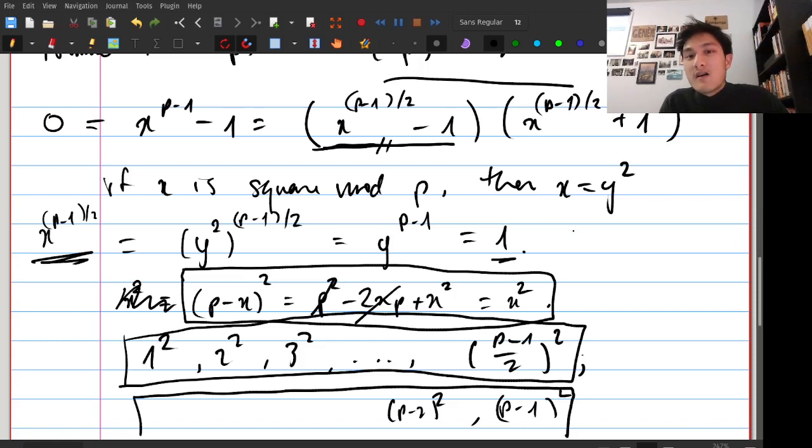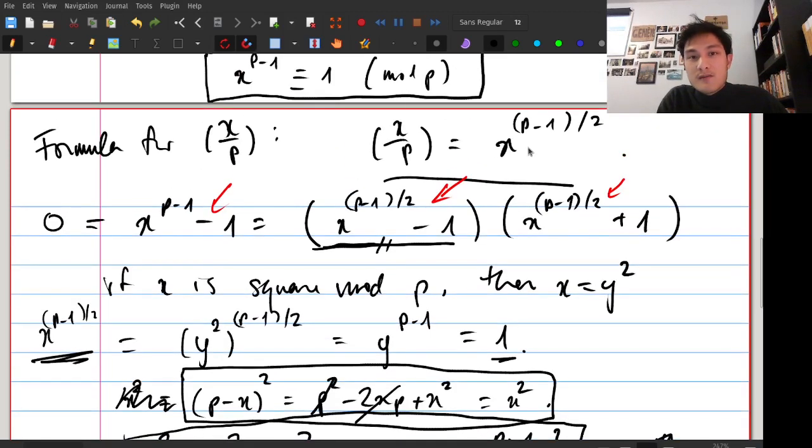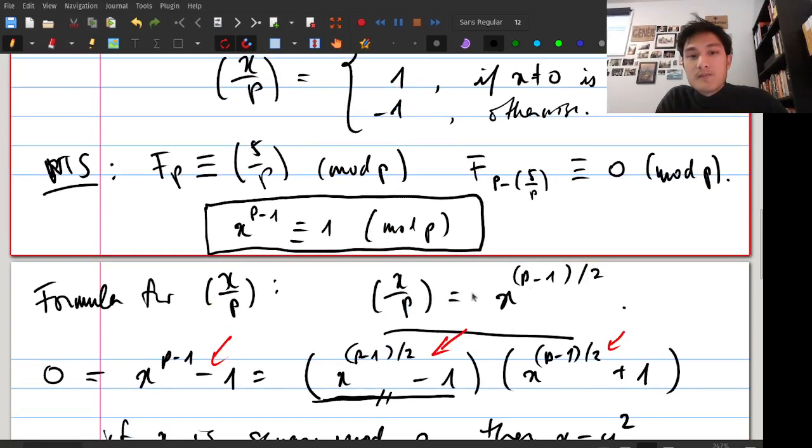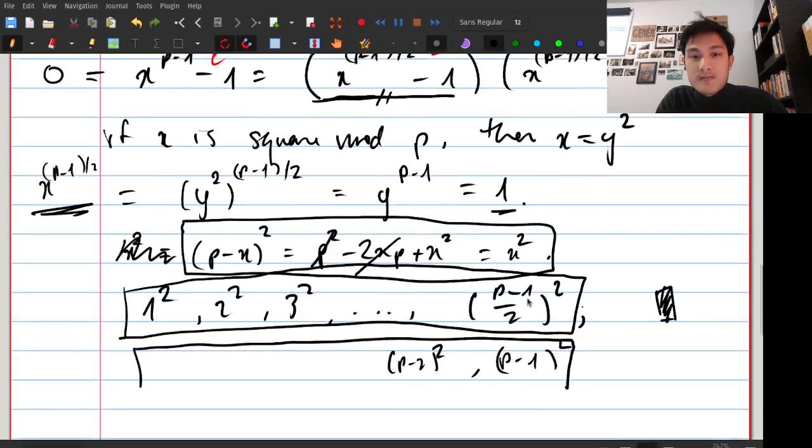Okay, so now if x is not a square mod p, it doesn't satisfy this part, but it still satisfies the product, so it has to satisfy the other part. I'm not going to write all that out, but we've proven this formula here, saying that if x is a square mod p, then this is equal to 1. And if x is not a square mod p, then this can't be equal to 1, because this has at most that many solutions. So it has to be equal to minus 1. And thus we've proved this explicit formula for the Legendre symbol. Okay.